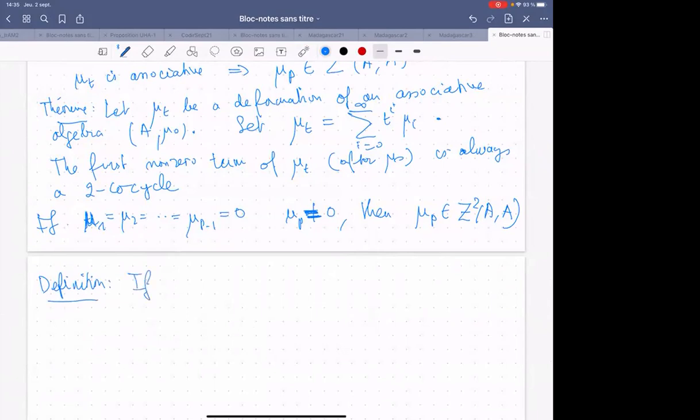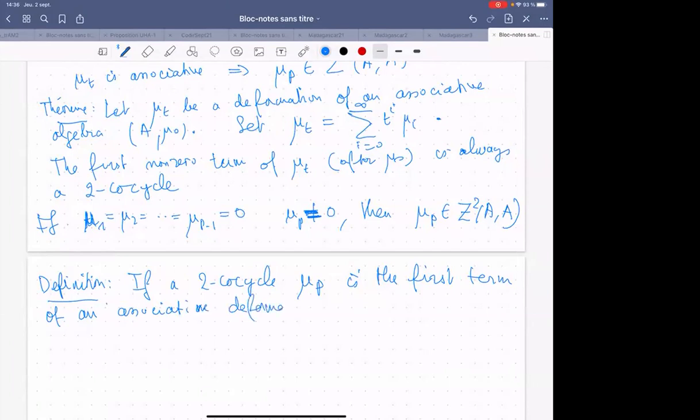If a true cocycle mu p defines, or is the first term, maybe I should say, of an associative deformation mu t, we say that mu p is integrable, is an integrable true cocycle.